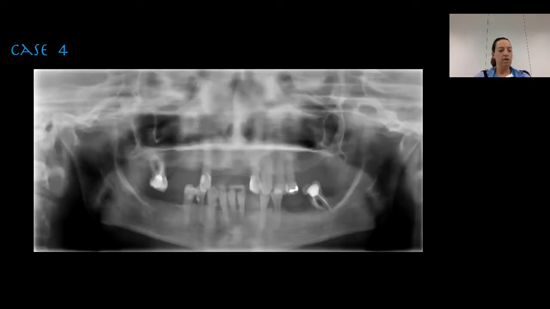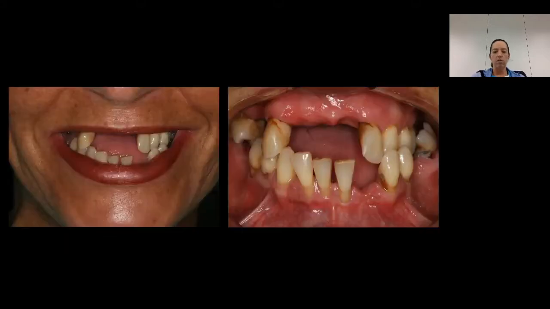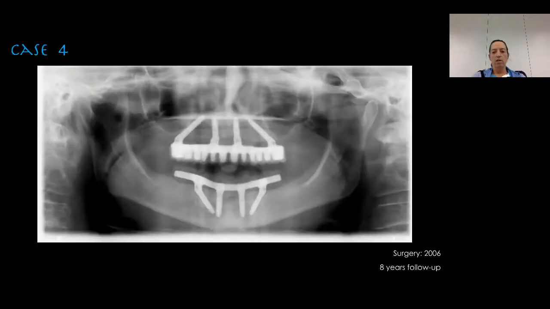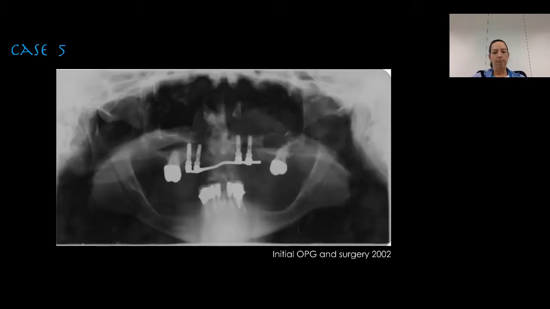Another case, still with several teeth, but with the crossbite, caries on the roots and mobile teeth, so impossible to save. As you can see, no prosthetic height there to place our implants. So upper and lower All-on-4, and this is how our patient looks in the end. So 8 years of follow-up with these prostheses.